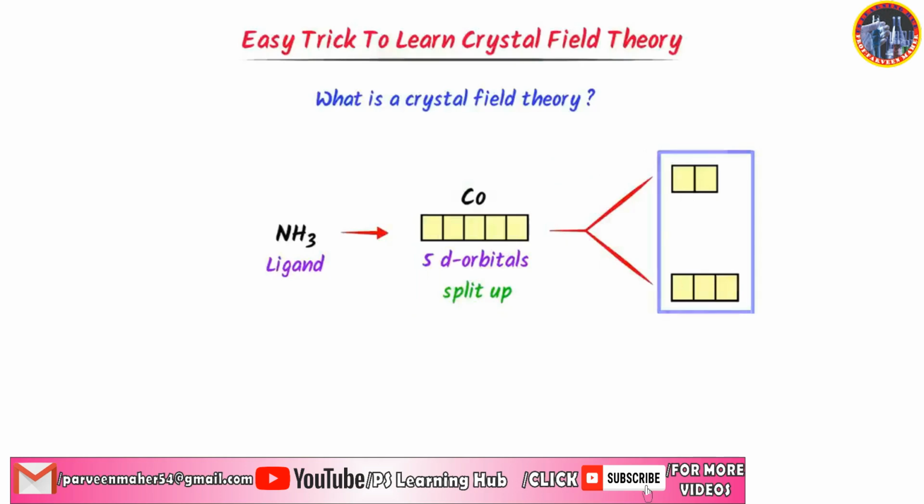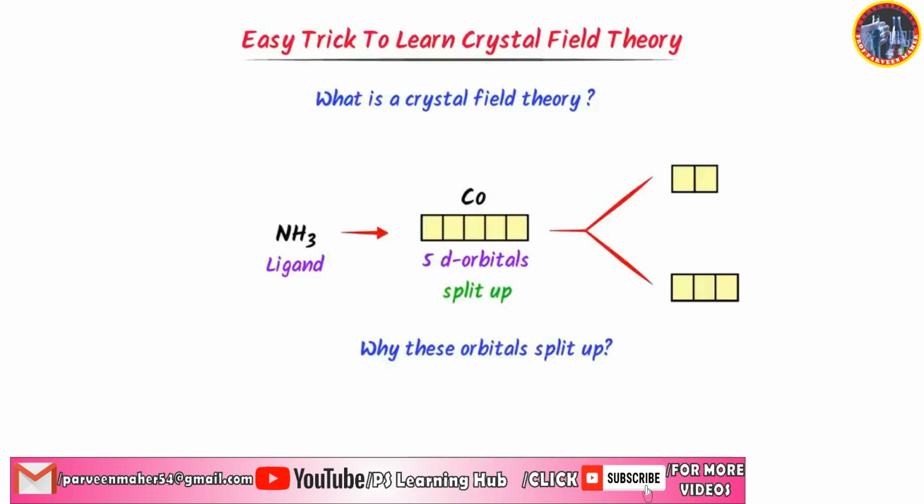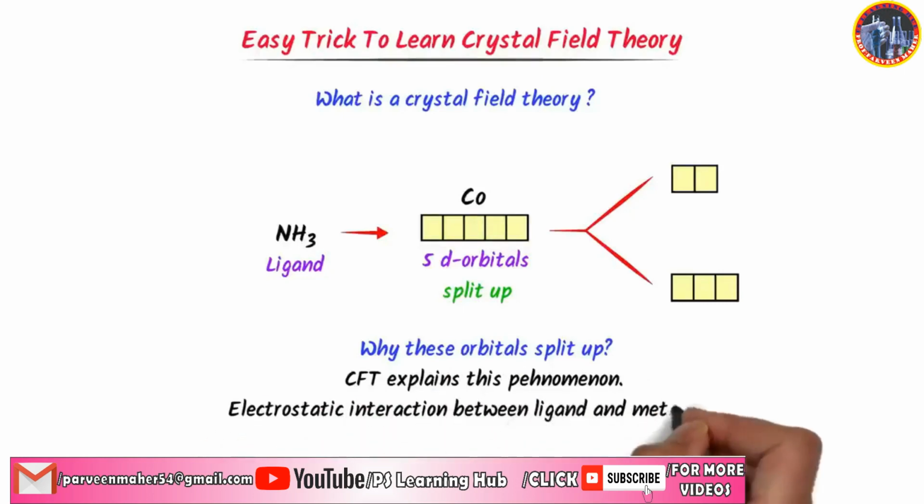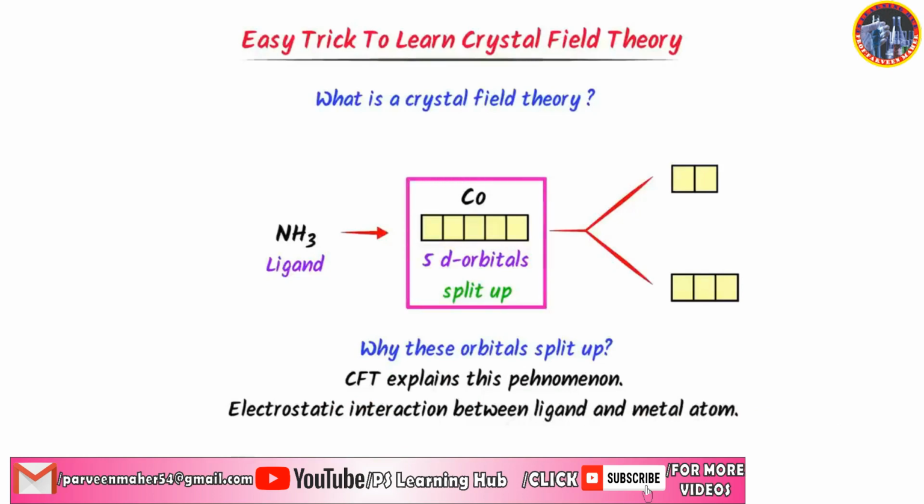Now here is one important question which you must learn. Why do the 5d orbitals of cobalt split into 2 sets in the presence of a ligand? Well, it is crystal field theory which explains this phenomenon. It is because of electrostatic interaction between a metal cation and a ligand that these 5d orbitals split up.